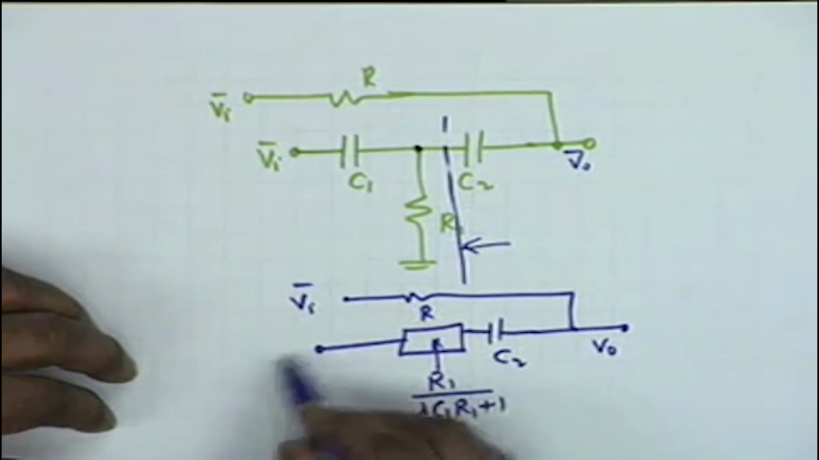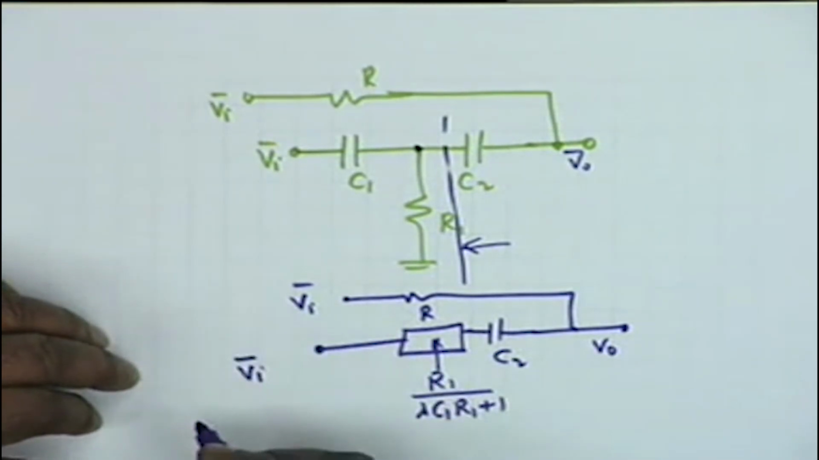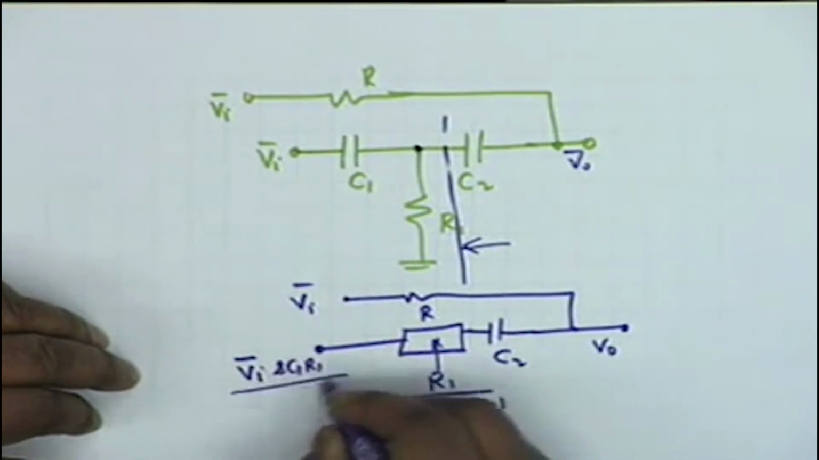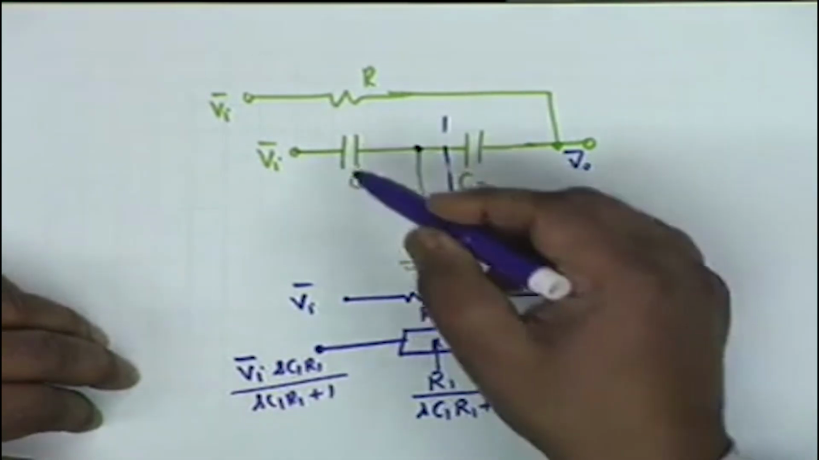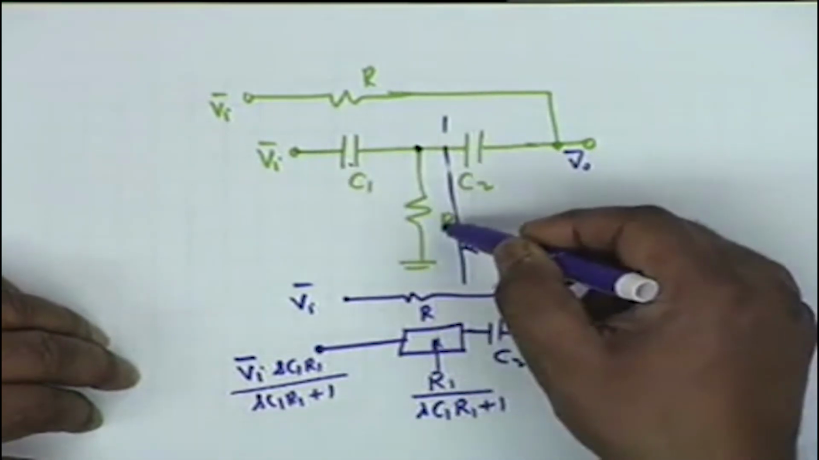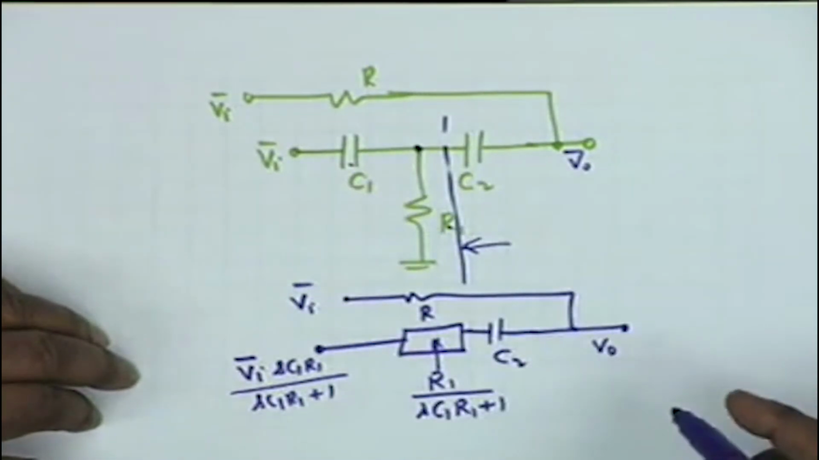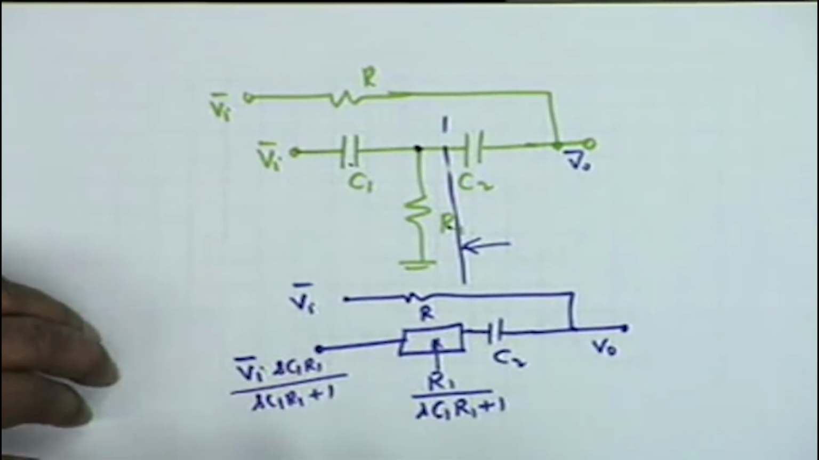And the voltage source here would now be not Vi, but Vi, yes, S C1 R1 divided by S C1 R1 plus 1. That is the potential division between C1 and R1. So Vi R1 divided by R1 plus 1 over S C1 R1, which simplifies to this. Alright. Now the circuit is extremely simple.